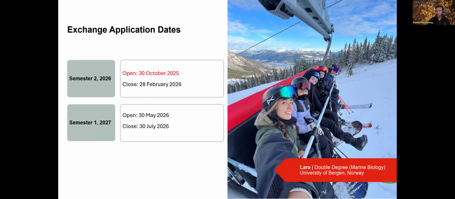If you want to go a bit longer range, if you're thinking about studying overseas in semester 1, 2027, applications will open in May next year and they'll close on the 30th of July. So those are your timelines. These are the things that we're looking at.